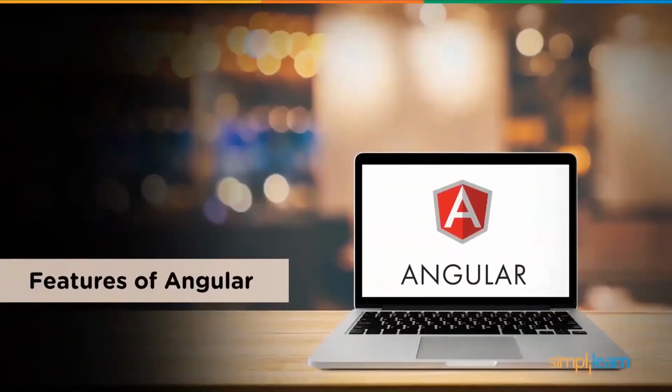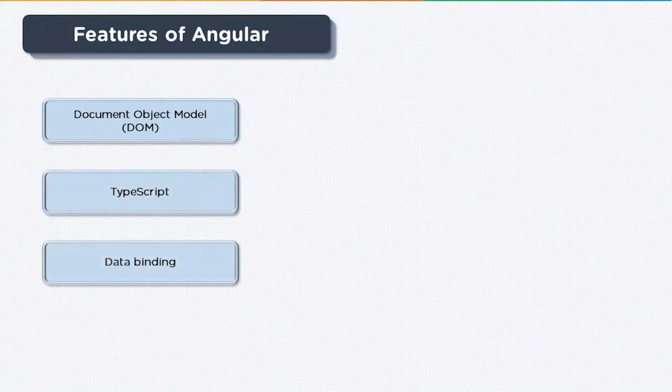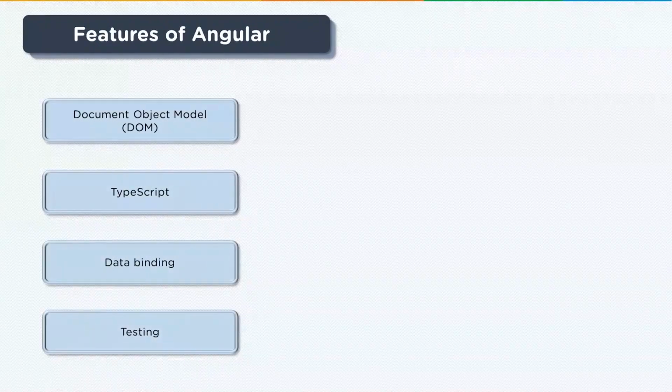Moving ahead, let's look at the features of Angular. We have 4 features that we're going to be discussing. We have the document object model, TypeScript, data binding, and testing. Now let's look at them one by one.